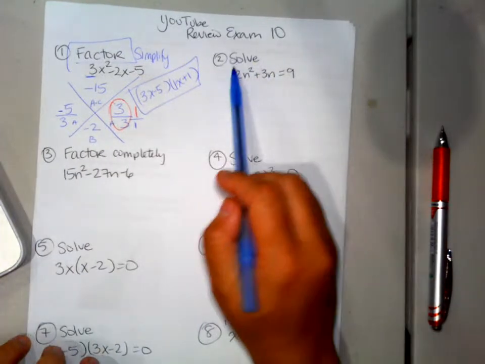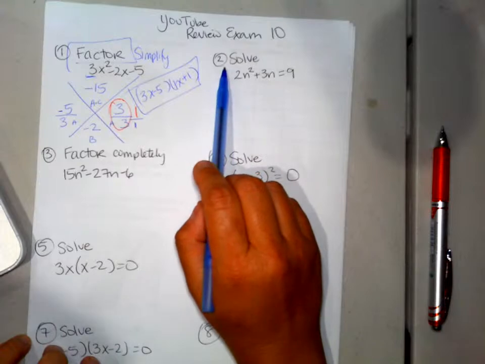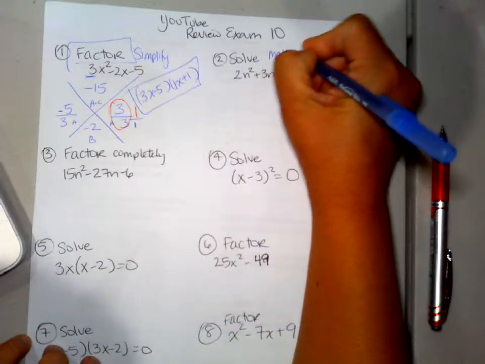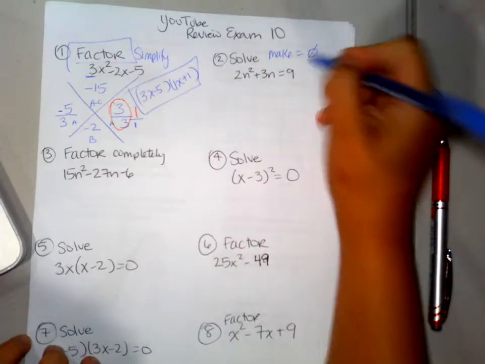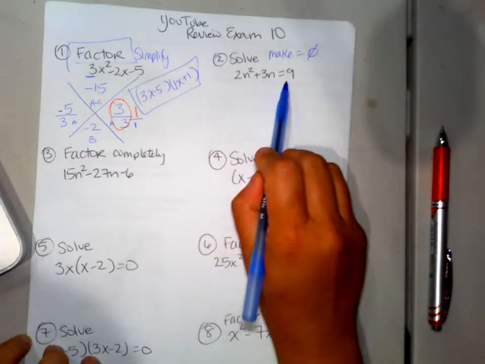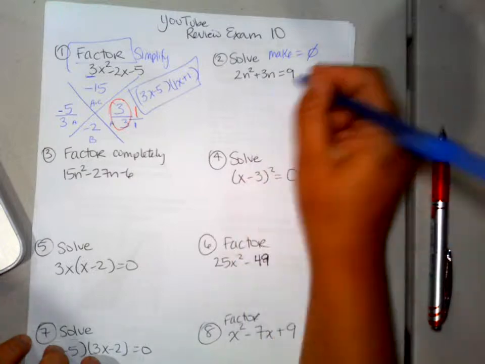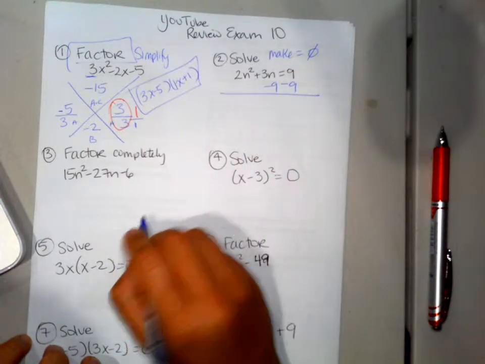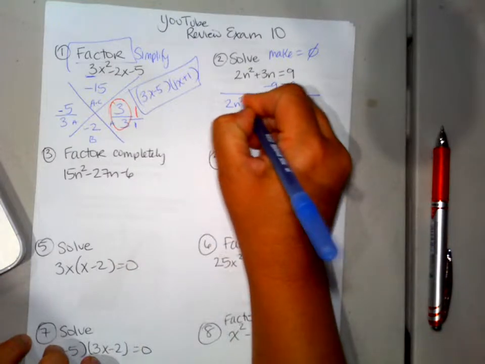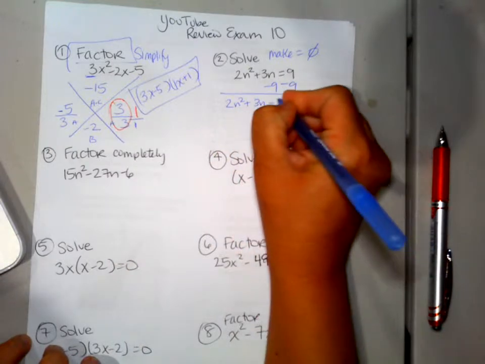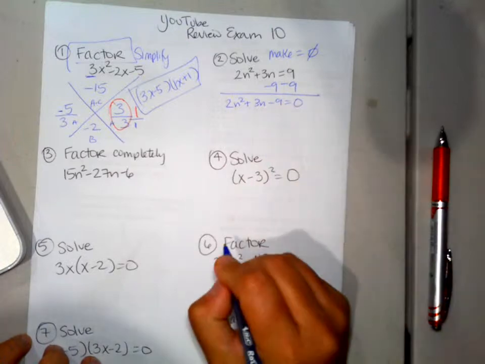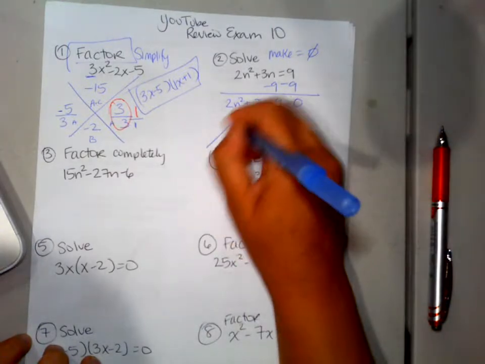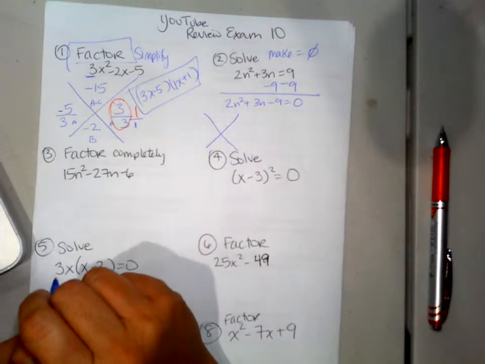Okay, number 2 is solve. So the first thing you need to look at when you solve is you need to make it equal to 0. And if it's not equal to 0, you need to get it there. So this one's equal to 9. In order to make it equal 0, I know I need to subtract 9 from both sides. And that gets me 2n squared plus 3n minus 9 equals 0. Okay, let's forget about the 0 right now.